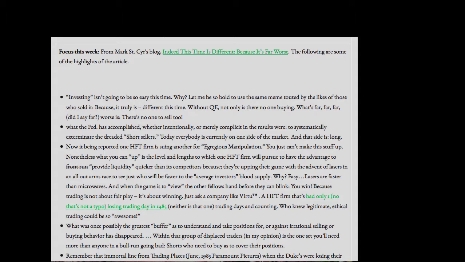What was once possibly the greatest buffer, as to understand and take positions for or against irrational selling or buying behavior, has disappeared. Within that group of displaced traders, in my opinion, is the one set you'll need more than anyone in a bull run going bad. Shorts who need to buy to cover their positions.